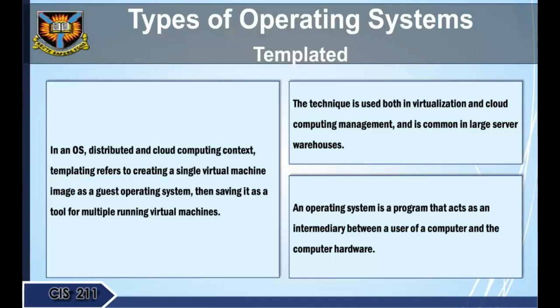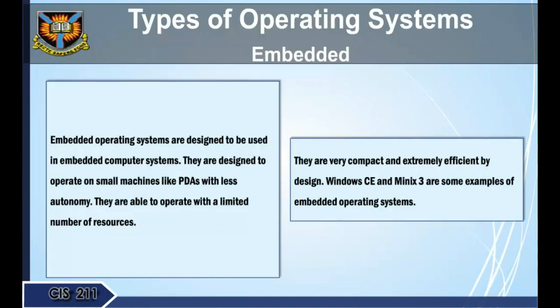An operating system is a program that acts as an intermediary between a user of a computer and the computer hardware. Types of operating systems: embedded. Embedded operating systems are designed to be used in embedded computer systems. They are designed to operate on small machines like PDAs with less autonomy. They are able to operate with a limited number of resources. They are very compact and extremely efficient by design. Windows CE and Minix 3 are some examples of embedded operating systems.